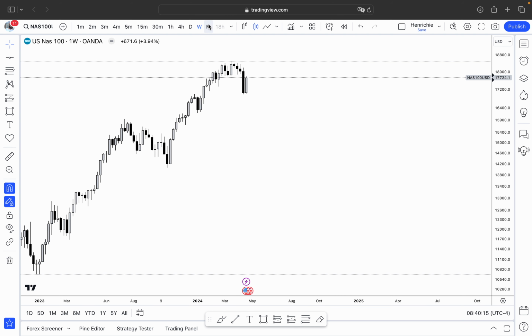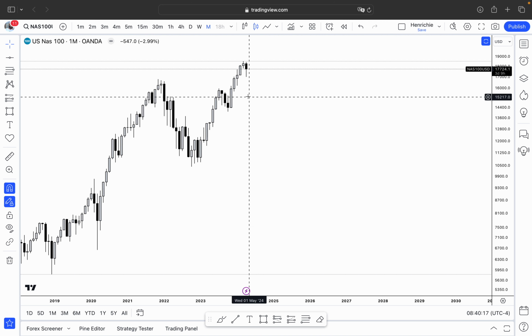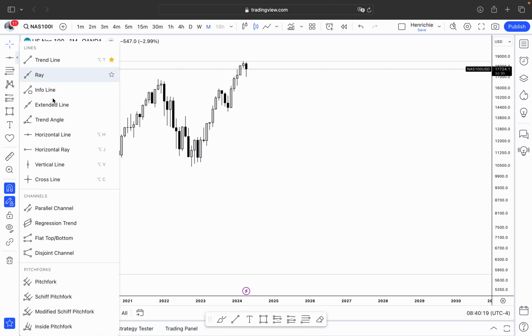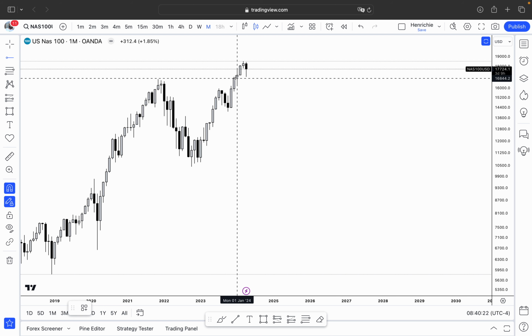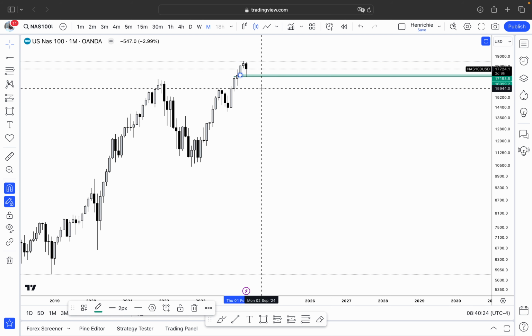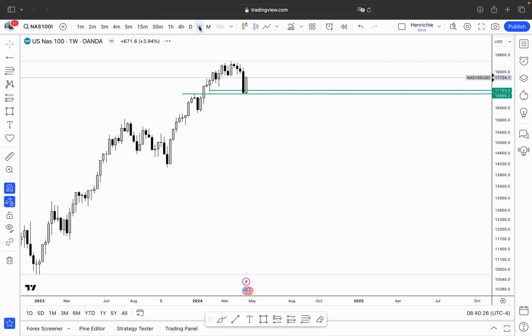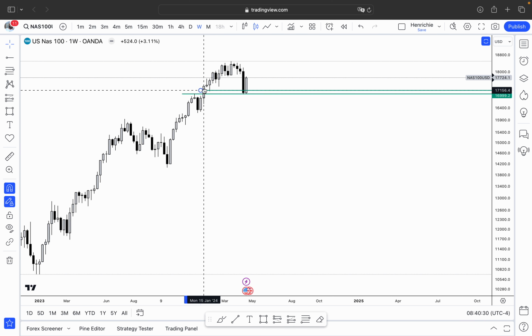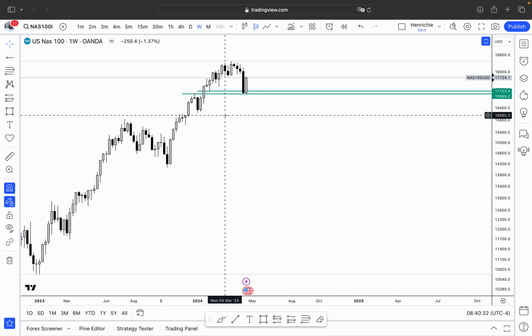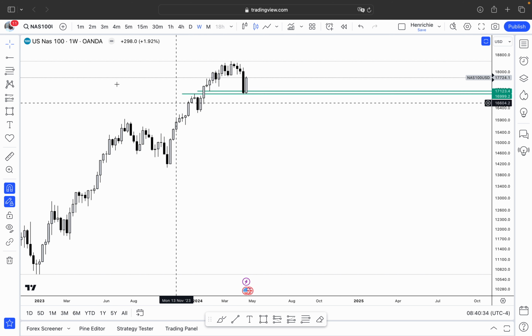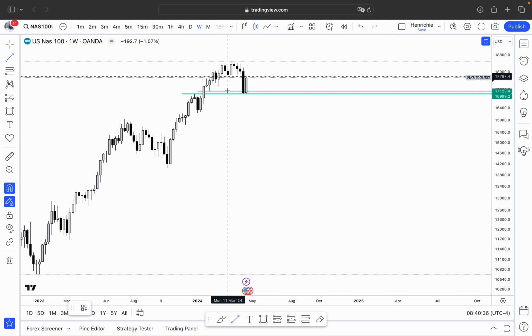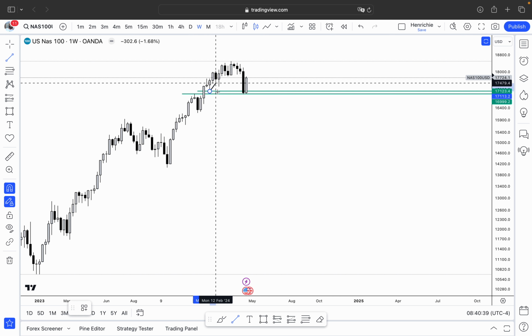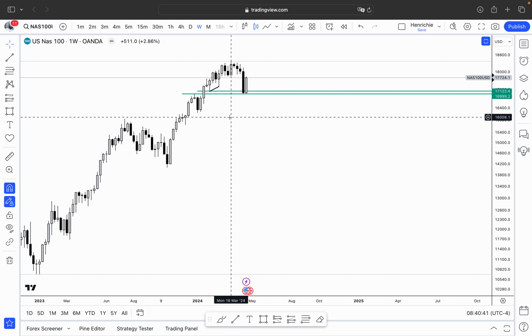So the first thing I did was to scale from the monthly time frame, and on the monthly time frame you can see very clearly we have an inefficiency resting right here, and then I outlined the inefficiency. The second thing I did, I went to the weekly time frame, and on the weekly time frame you can see that the inefficiency on the monthly aligns with an inefficiency on the weekly. And also looking right here, we have liquidity. We have a low resistance liquidity resting right here as well.